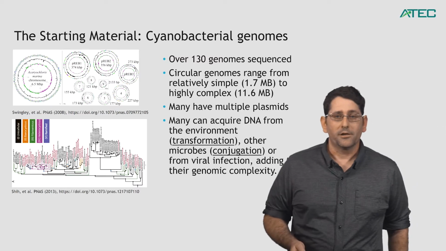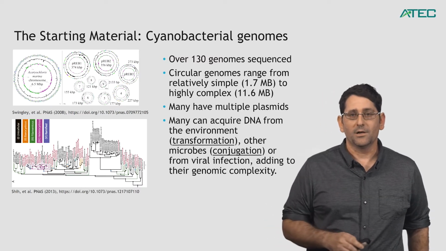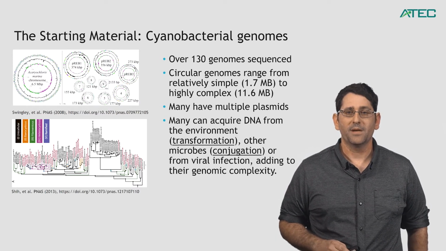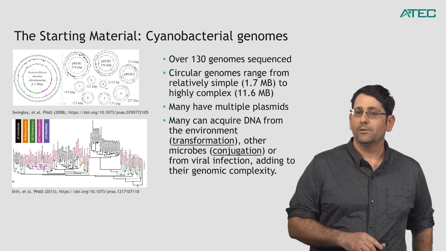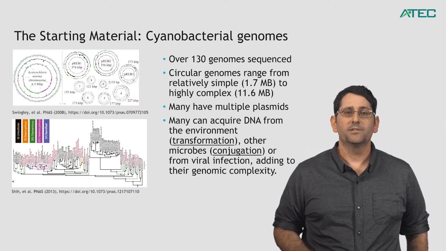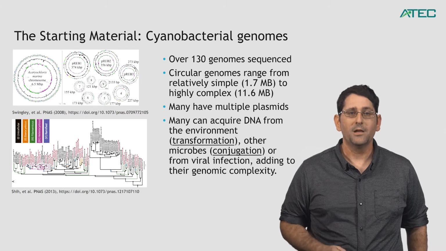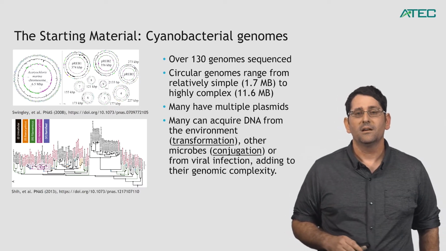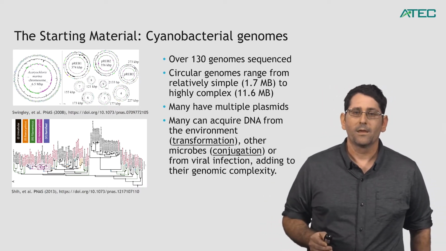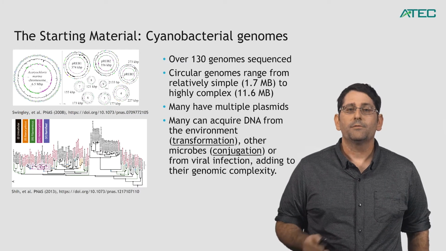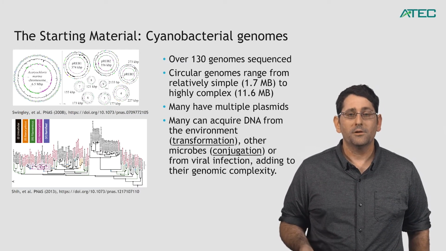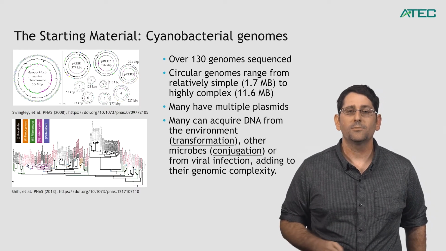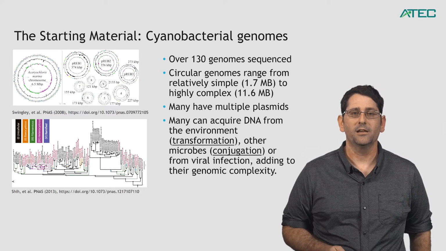The genomes themselves are circular, as most prokaryotic genomes are. They range from relatively simple 1.7 megabase genomes to highly complex 11.6 megabases. And many can have only a few plasmids or no plasmids up to multiple plasmids. So the upper diagram is showing the genome of a marine species that has 9 associated plasmids in its genome. Many are able to acquire DNA from the environment through a process called transformation, or from other microbes through a process called conjugation, or from viral infection. And this adds to their genomic complexity as well as to the distribution of that genomic complexity across species in the environment.